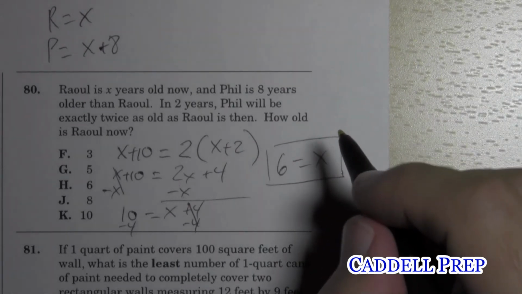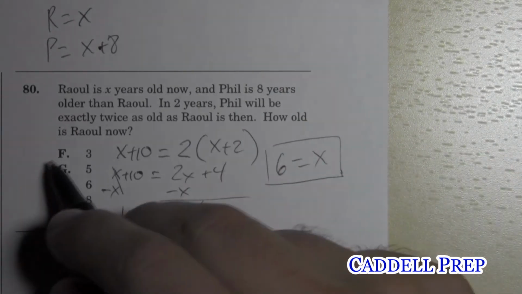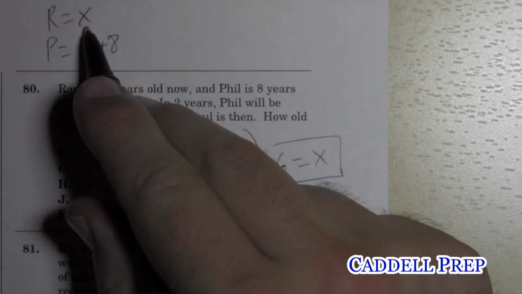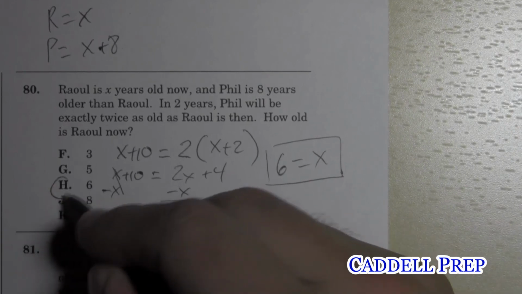Just to be careful, I'm going to read what the question's asking one more time. How old is Raul now? So we need to know what X is, because X represents how old Raul is. And he's 6, so the answer is H.